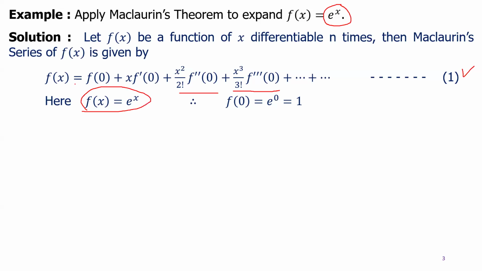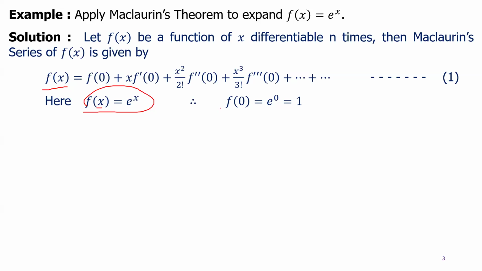Our aim is to find out the value of f of 0, the value of f dash of 0, f double dash of 0, f triple dash of 0, and so on. And after finding all these values, if we substitute them in this Maclaurin series, we will find the expansion of the exponential function. Now clearly, what is f of x? f of x is given as e to the power x.